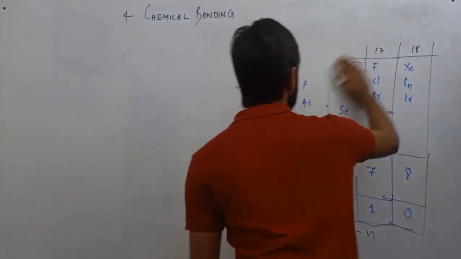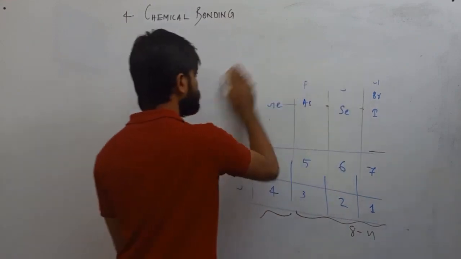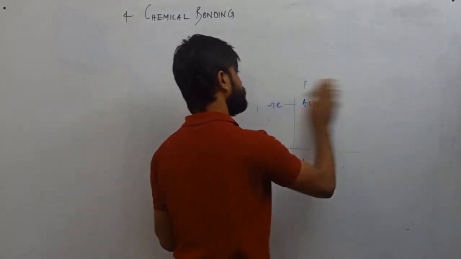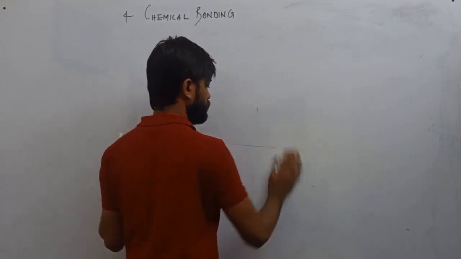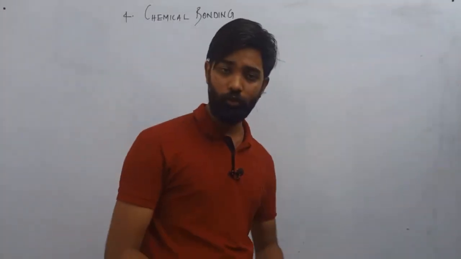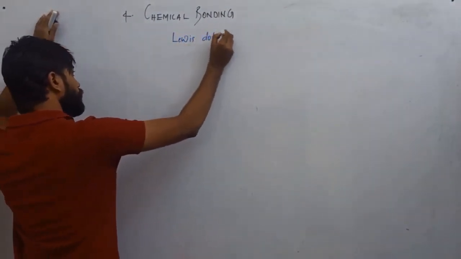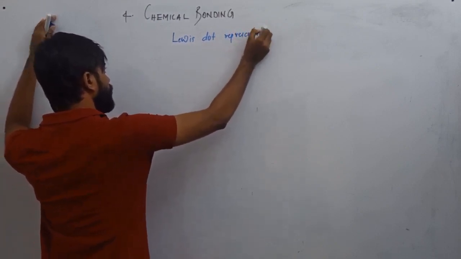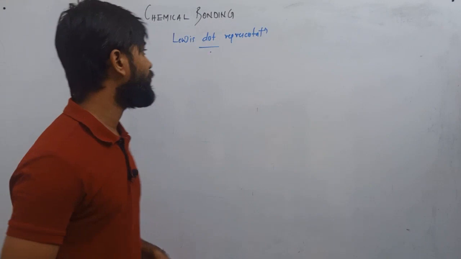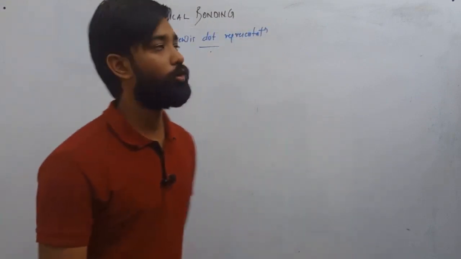Lewis dot representation. Write a point: it is a representation of valence electron of an element either by dot or by cross. Okay, representation of valence electron of an element either by dot or by cross.